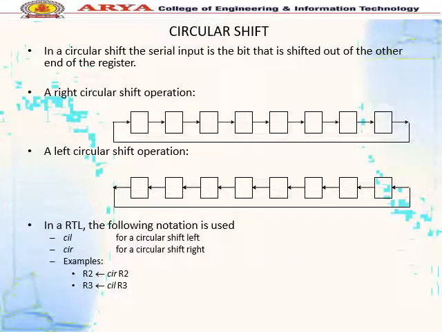This is circular shift. In a circular shift, the serial input is the bit that is shifted out of the other end of the register. In a right circular shift operation, the bits circulate in the right direction, and in a left circular shift operation, the bits circulate in the left direction. In RTL, the following notation is used: CIL for a circular shift left, CIR for a circular shift right. For example, CIR R2 goes to R2 or CIL R3 goes to R3.